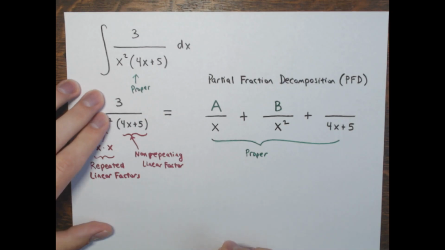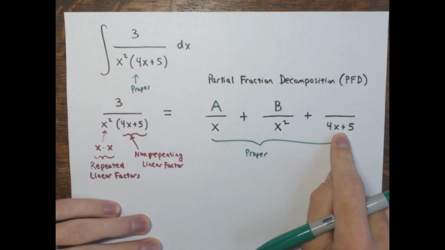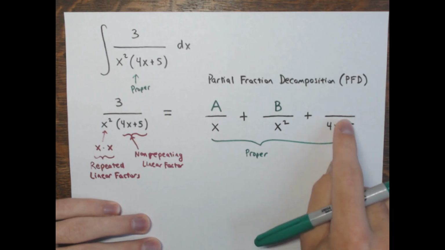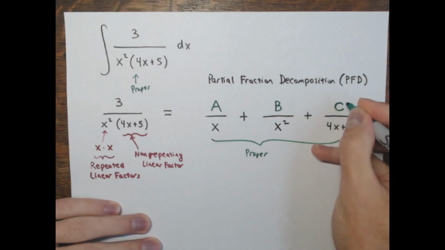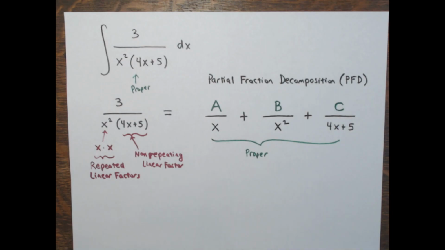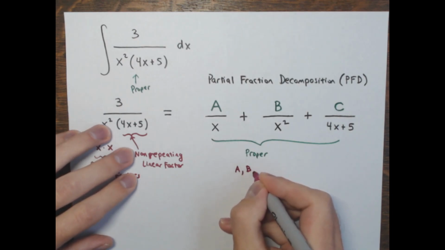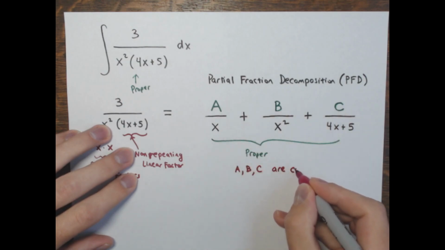Right? So hopefully that made sense. And then this last one's not a repeated one, right? Just 4x plus 5 to the first power was showing up here, but still, I want it to be a proper fraction. And if that's a degree 1, then the numerator needs to be a constant. So again, introducing a new constant here, I'll call it c. So again, a, b, and c in this instance.